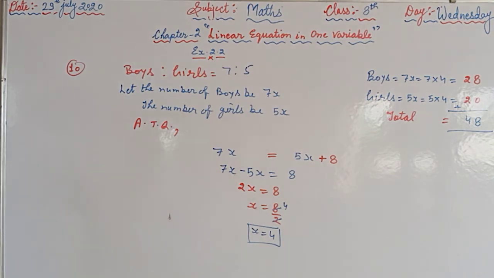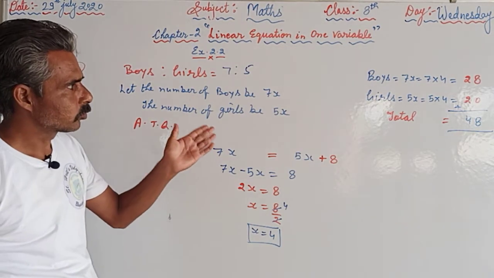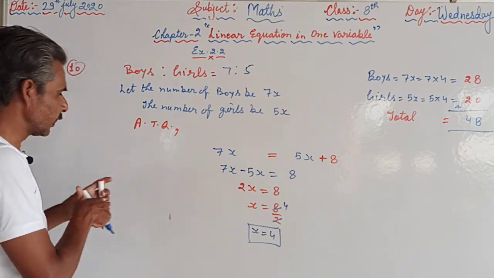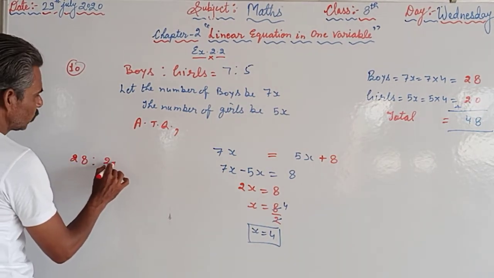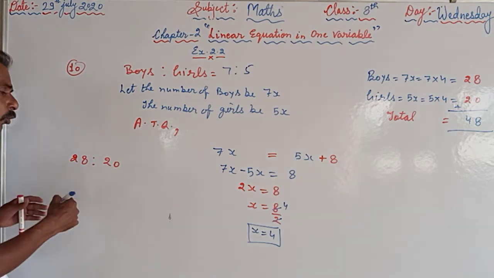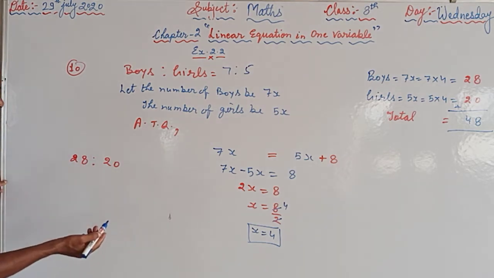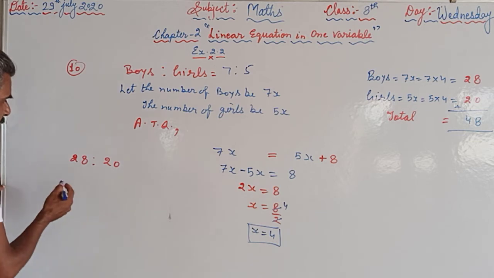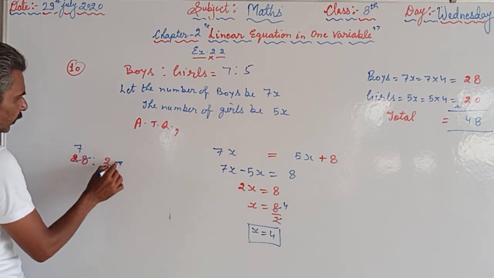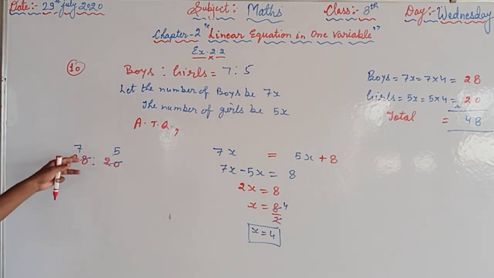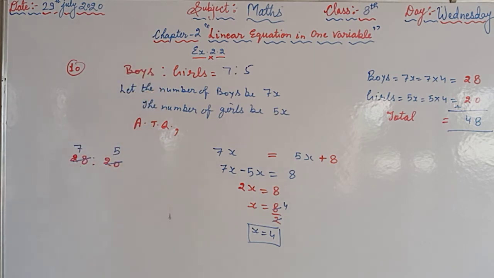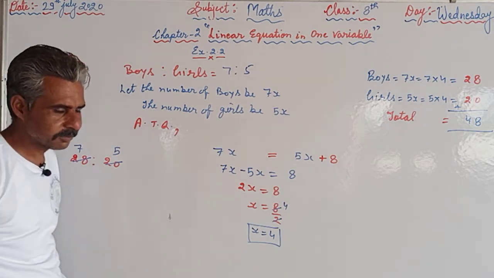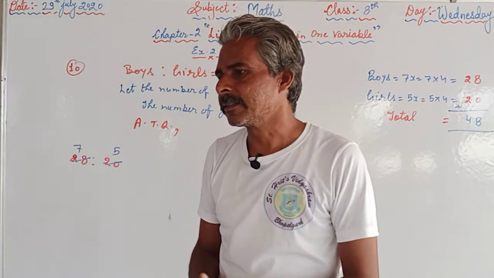At the same time, we can find the ratio of the boys to girls, that is 28 is to 20. We can reduce it to the lowest form. So 28 and 20 come in the table of 4, 4 7s are 28, 4 5s are 20. So the ratio is 7:5, and the number of boys is 8 more than that of girls. So both the conditions have been satisfied, hence we can say that our answer is right.